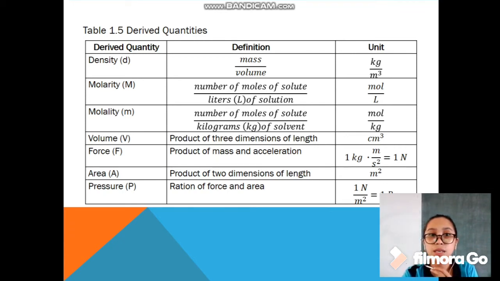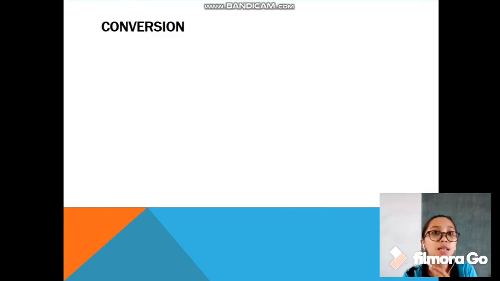And the rest are all derived. For example, we have density, mass over volume. Mass is a fundamental quantity divided by the volume, which is a derived quantity from the combination of fundamental quantities. And take note of the units, because these derived quantities will be tackled in the next chapters of our subject. Now let's go to conversion.